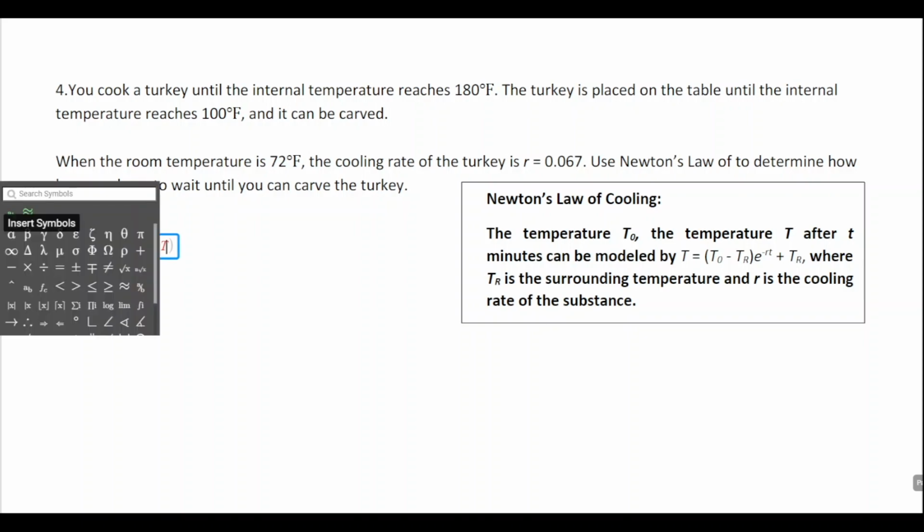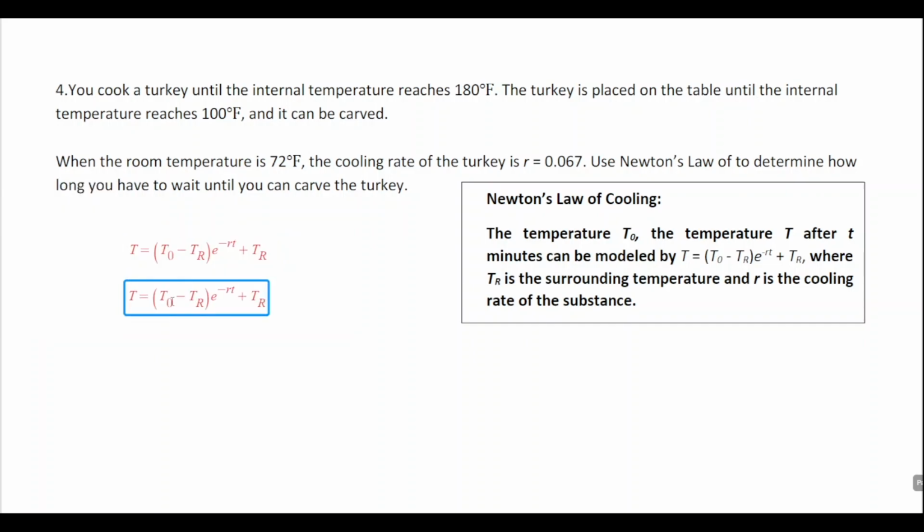So let's see here. We've got T equals T naught minus T sub R, times Euler's number to the power of negative rt, plus that T sub R, the surrounding temperature. Okay, so let's start substituting all the values that we know in here.